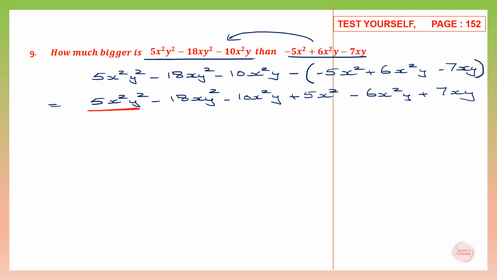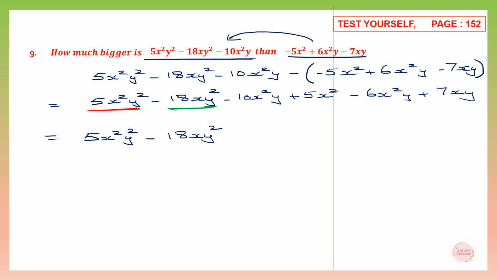Here we have an x square y square. Do we have any more? No, we don't have any more x square y square. Let's write that down first. So here we have 5x square y square. Now let's look for xy square. If you look carefully, we don't have another x y square. So we're going to write this as it is. So this is minus 18 x y square.